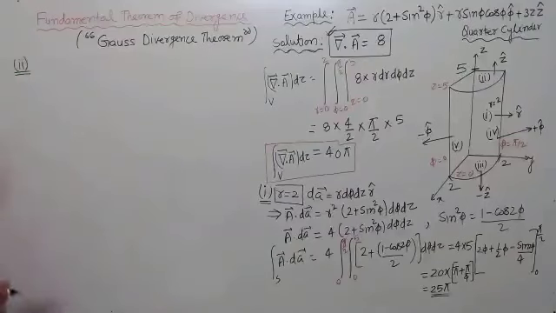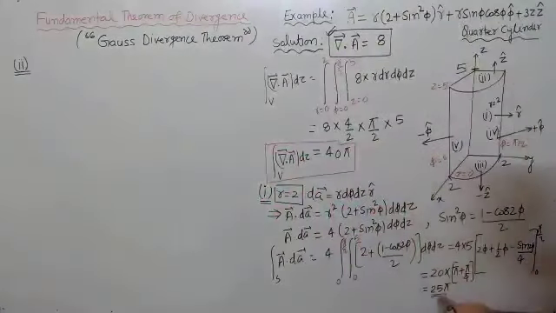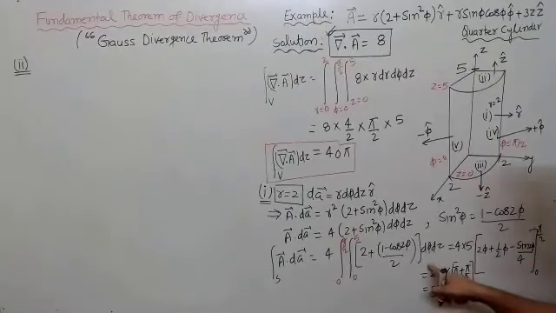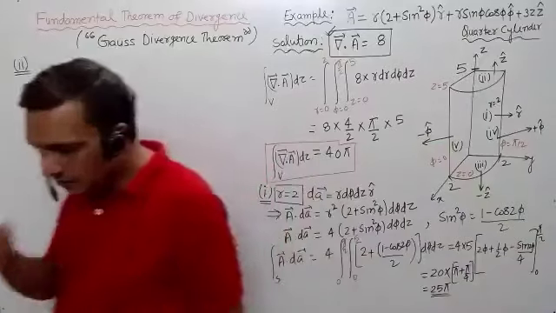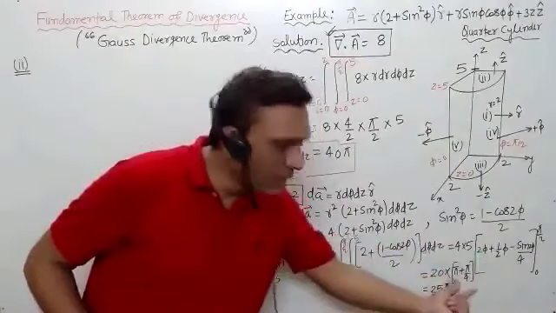Sir, how is it 25 pi? This 2 phi, if you put limit pi by 2, this will give you pi. And if you put pi by 2 in the other term, you will get pi by 4. So that is 5 pi by 4. So 20 by 4 is 5, and 5 into 5 is 25. Just calculate this value. You will get 25 pi.